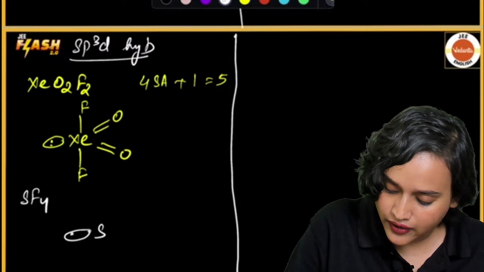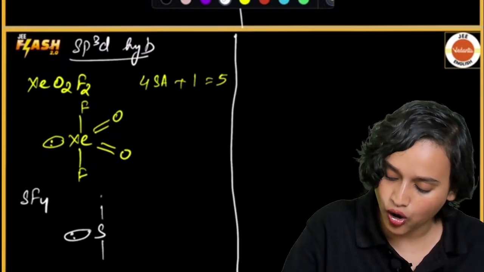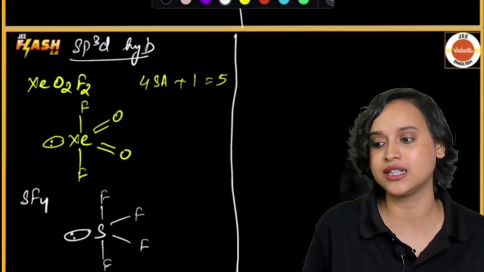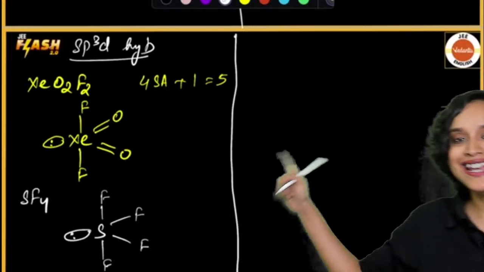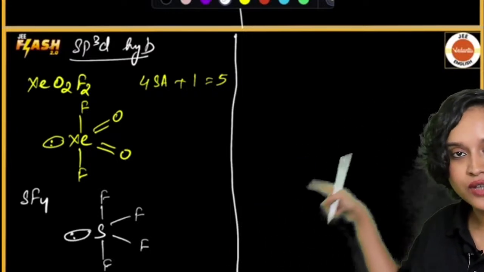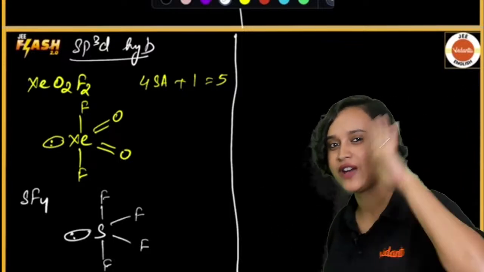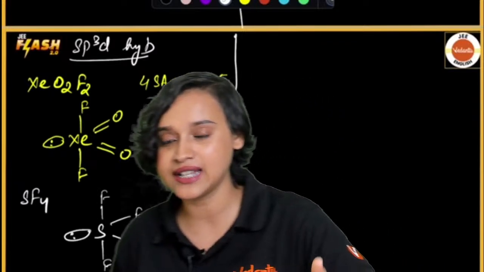Right here we will have a lone pair, and then we will have all the fluorine atoms like this. Now, if you look at it once again, if you calculate, you have 4 surrounding atoms plus 1 lone pair, that will give you 5 as the steric number. A steric number of 5 will have sp3d hybridization.